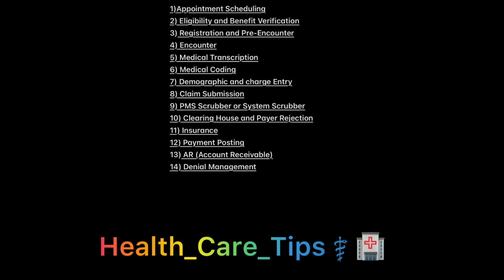Submission. Once all the demographic and charge entries are done in the system, the claim needs to be sent to insurance using the claim form. There are two types of claim forms used to send claims to insurance for processing: CMS 1500 and UB 04. CMS 1500 form is used for physician billing and it has 33 blocks, whereas UB 04 form is used for hospital billing and it has 81 locators. These claim forms include all the information such as patient information, rendering or referring provider information, billing provider information, and charge details.